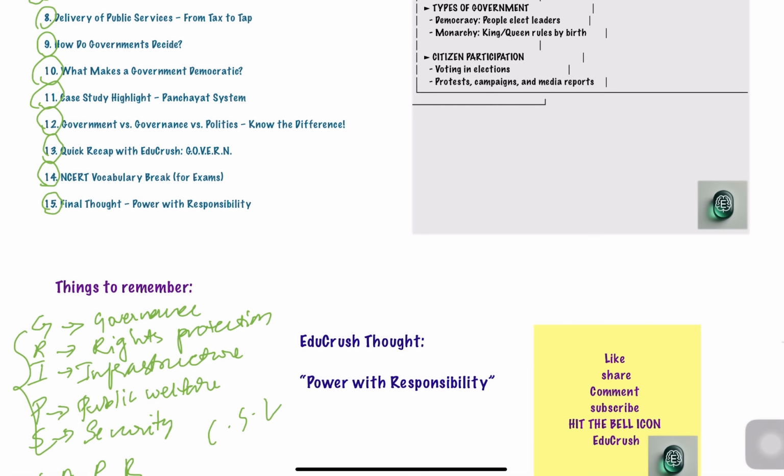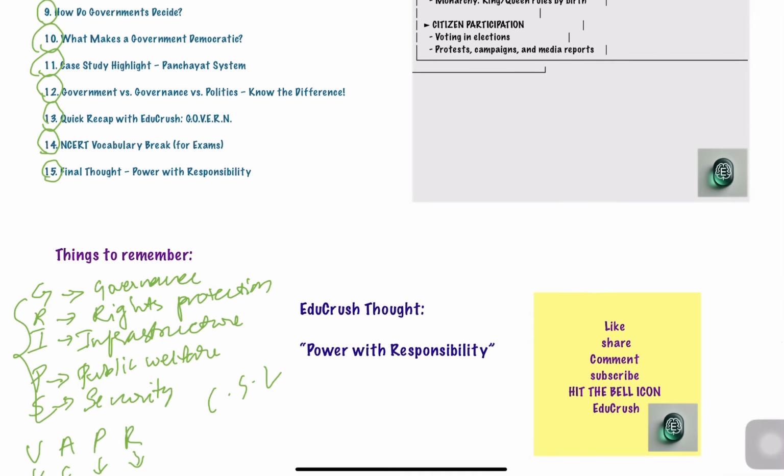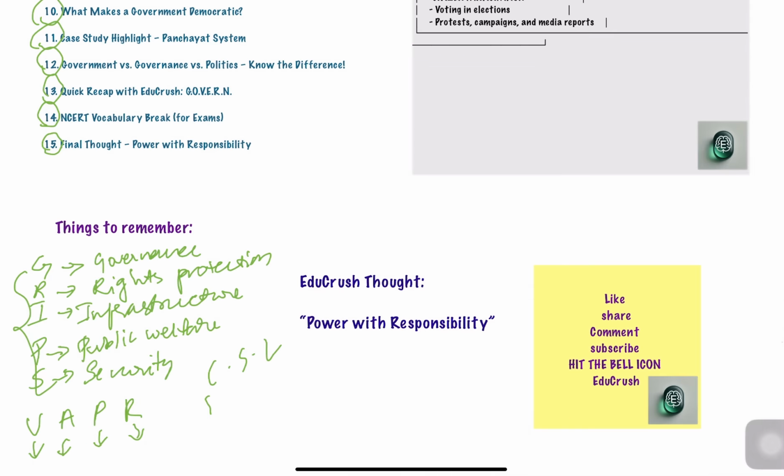CSL. How do we have CSK? In the same way, CSL. C stands for central, S stands for state, L stands for local. Each level has different responsibilities but all work together.